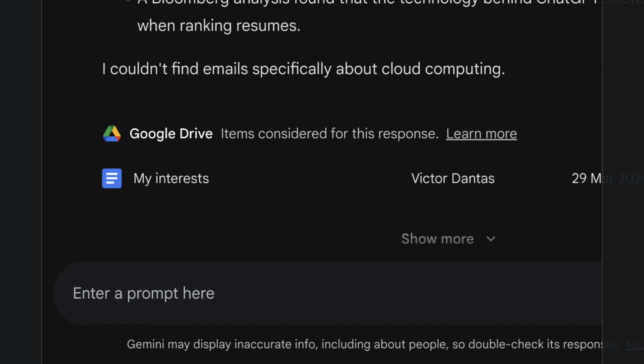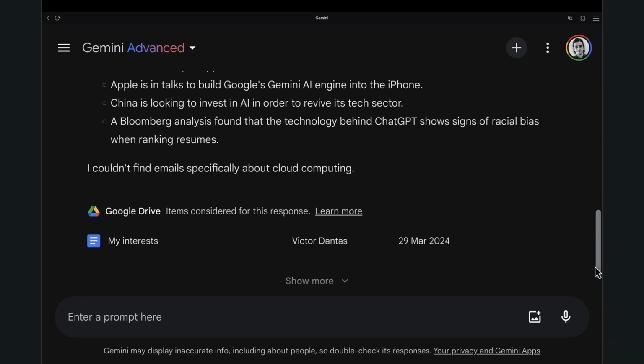And you can see here that indeed it used my interests to generate the response. So although maybe not intended to be used that way, this effectively works as a memory function.